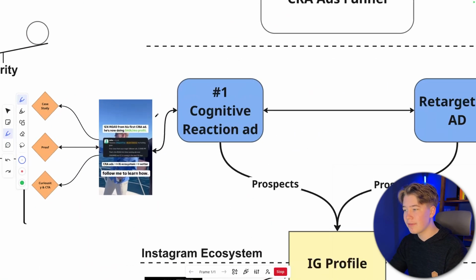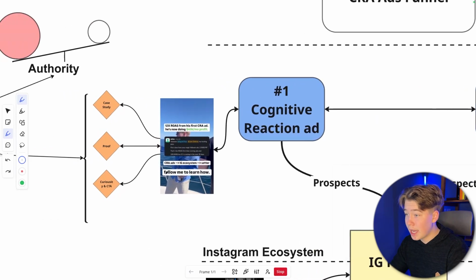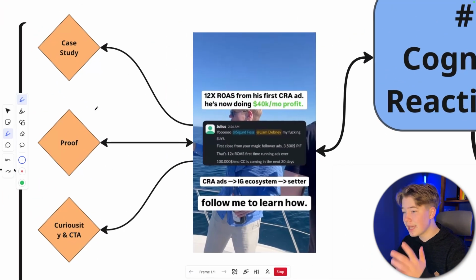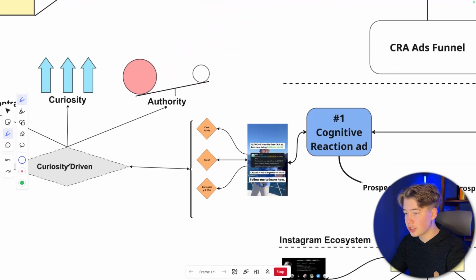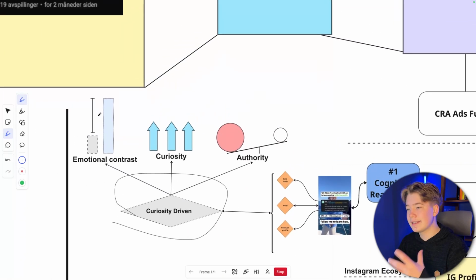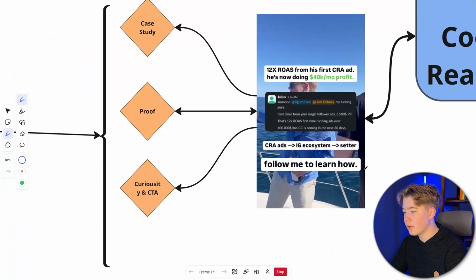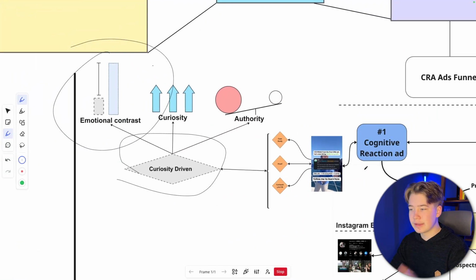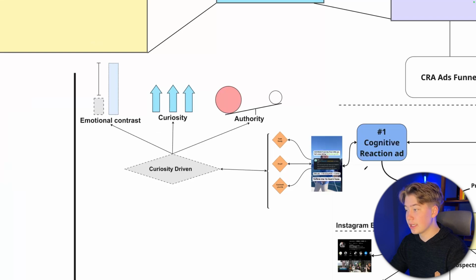The first step is having your first cognitive response ad. This was ours, top of funnel. It has a case study, proof, and then curiosity and a call to action. The entire reason this works is because it's curiosity driven. It has the emotional contrast, the curiosity and the actual authority, right? He's on the boat, there's the proof. So it's not like it's a fake ad. It looks very trustworthy, it looks legit.